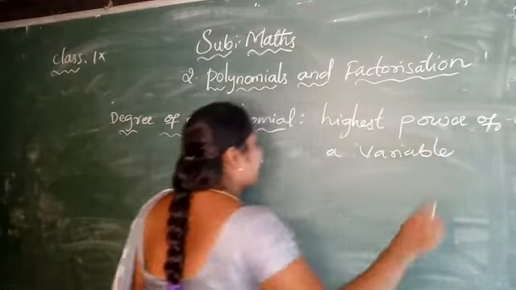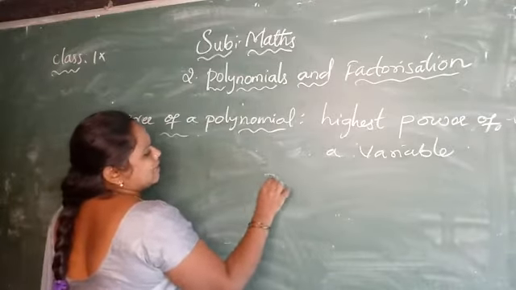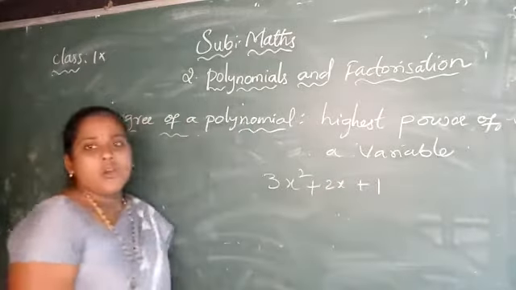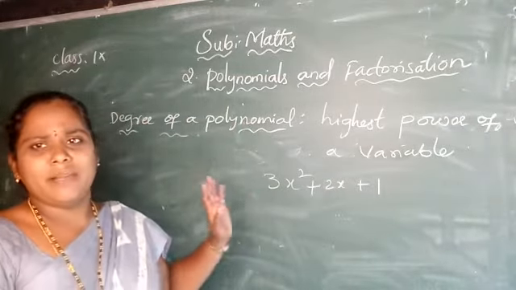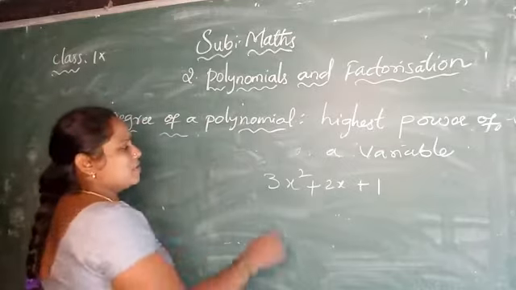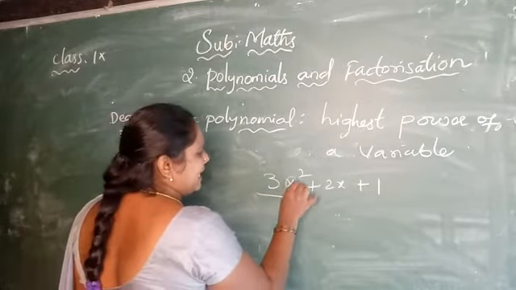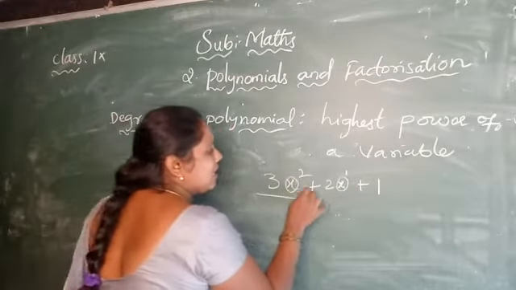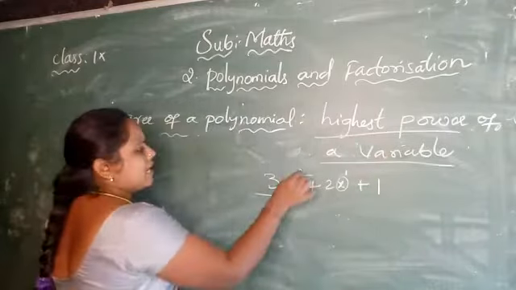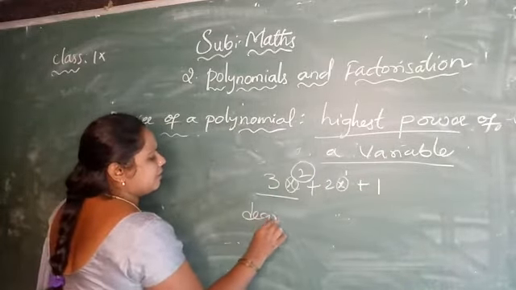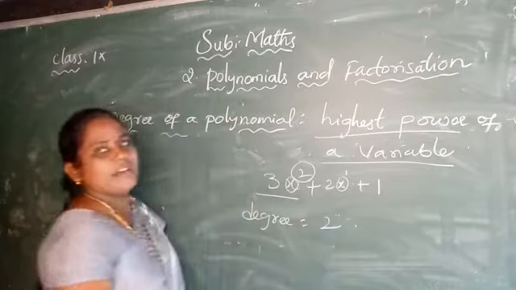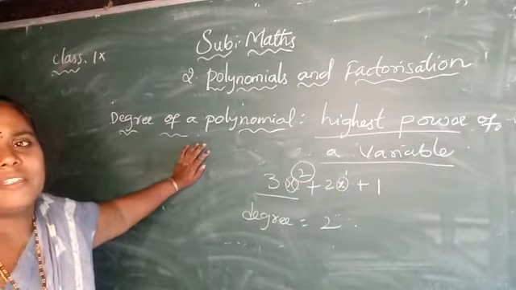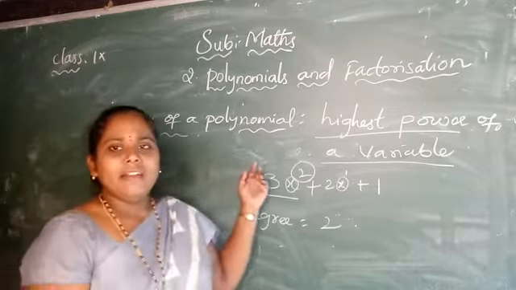What is the highest power of a variable? Suppose I take the algebraic expression 3x square plus 2x plus 1. The variable here is x. The power here is 2, and here it is 1. So the highest power of the variable is 2, so the degree is 2. Understood? The highest power of the variable is what we call the degree.